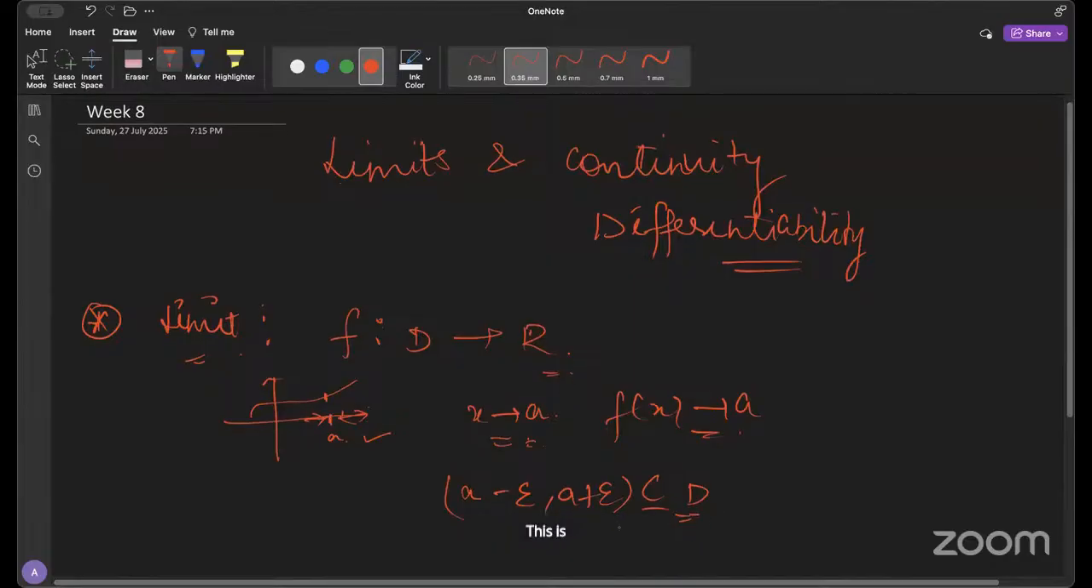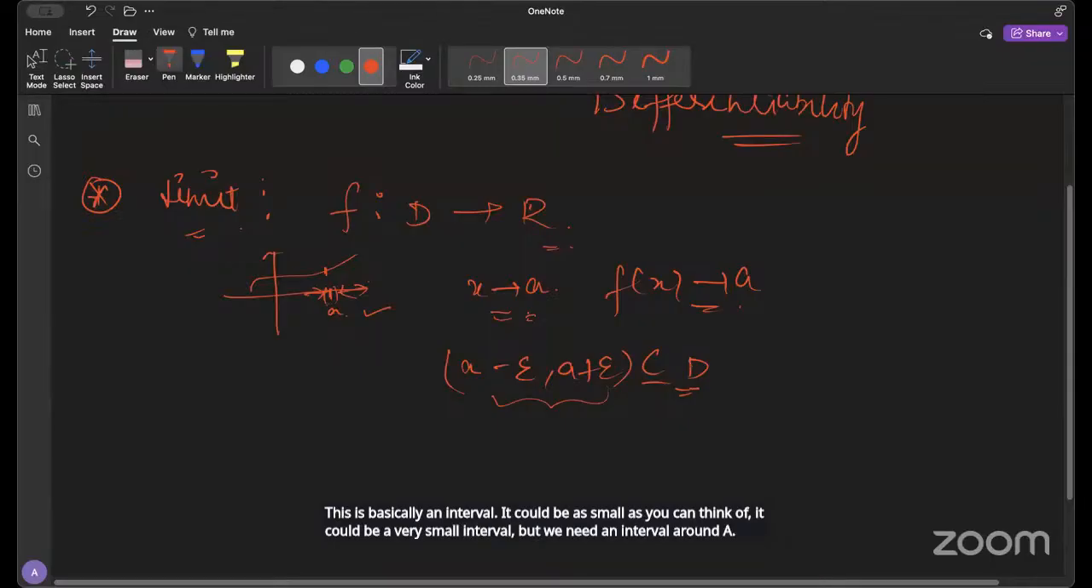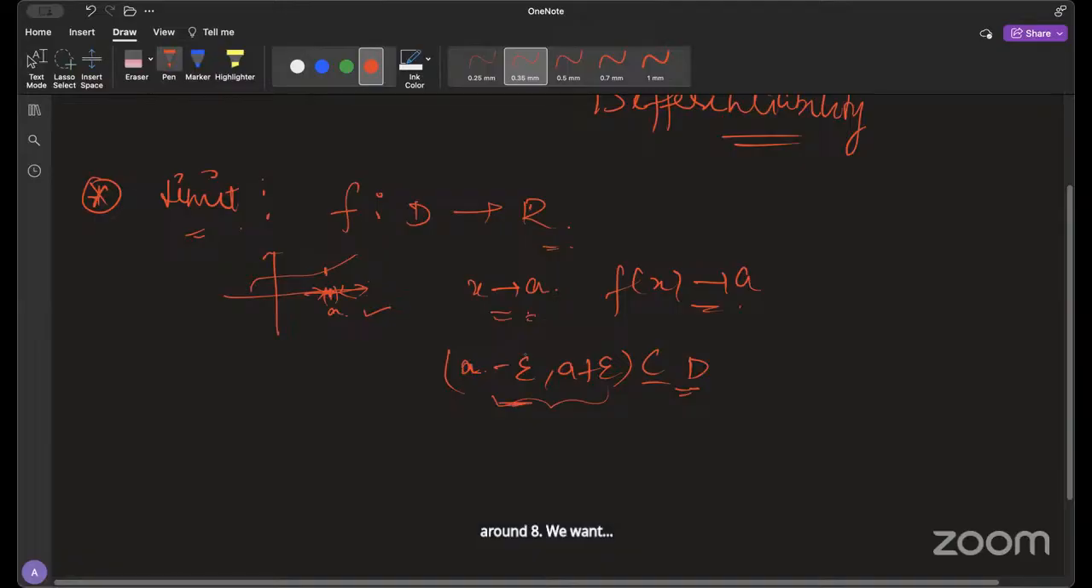This is the domain. This is basically an interval. It could be a very small interval, but we need an interval around a which is contained in D. So we need something around a to be contained in the domain. Otherwise, we cannot talk about the limit of a function around a. Epsilon could be anything greater than 0. You can take whatever you want, but for some epsilon this interval should be contained in the domain. Is this clear? This is the very basic thing that you need to know.